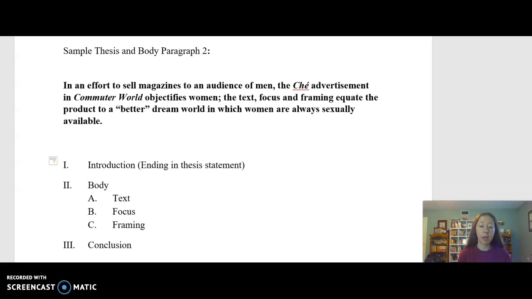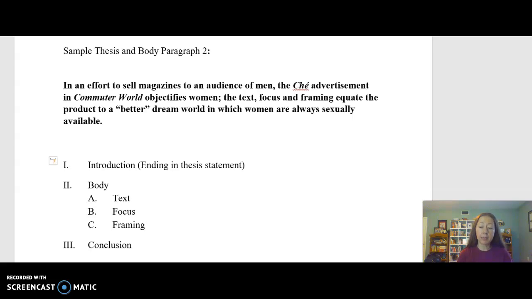Okay, so we've identified our topic, Che. We have made our argument. This ad objectifies women to try to appeal to an audience of men who might want women to be sexually available to them. We also talked about how the thesis sets the outline for the body of the essay. So again, you're going to have an introduction that ends with this thesis statement, and then you're going to use that thesis statement to organize your body paragraphs.